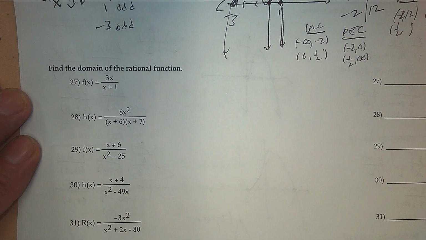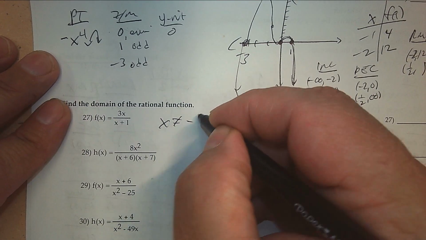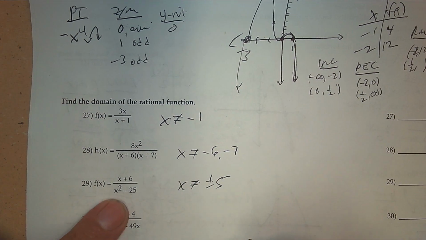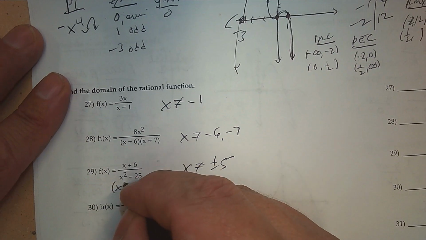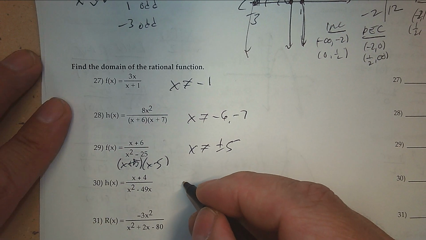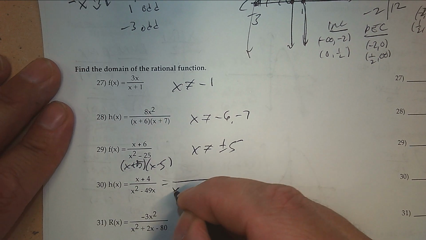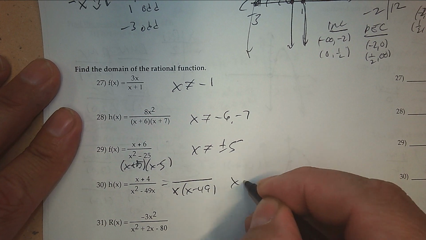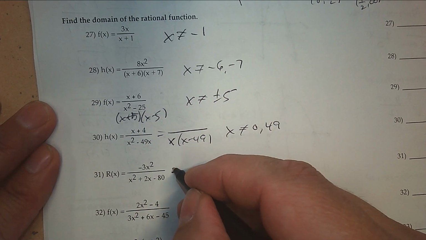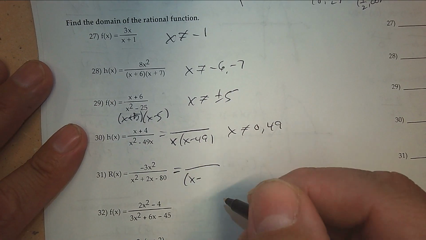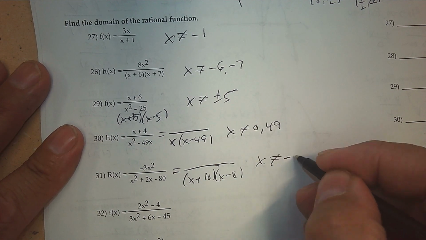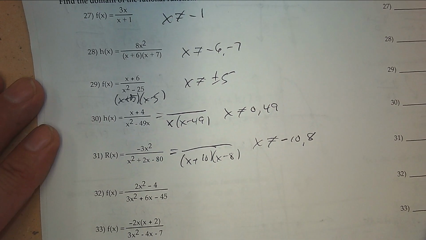27. Can you tell me the domain here? So what can x, no, I'm just going to write x can't equal. And so you can see it all comes from the denominator. This one's a difference of squares, so be careful. Here we need to factor and recognize the two numbers x can't be are 0 and 49. Only the denominator matters. This is +10 and -8. So -10, +8. Do the inverse.